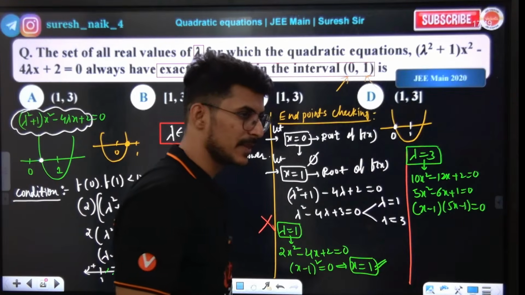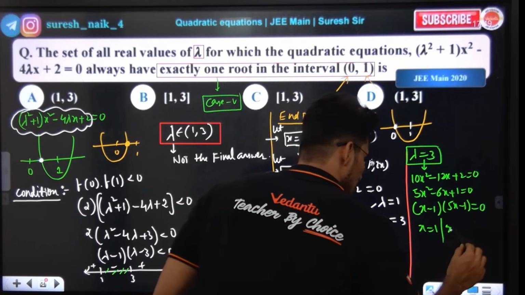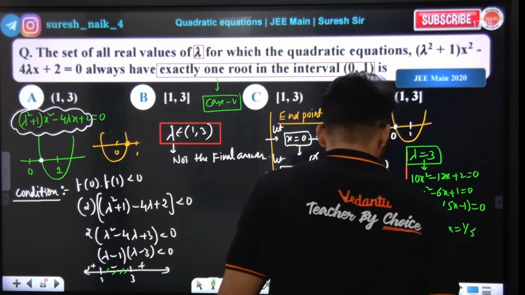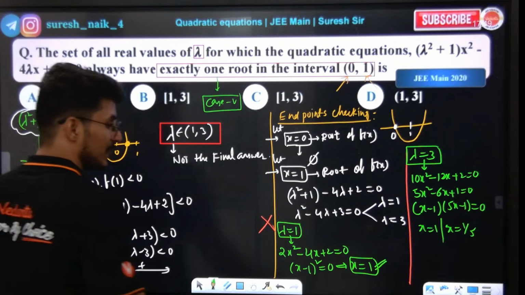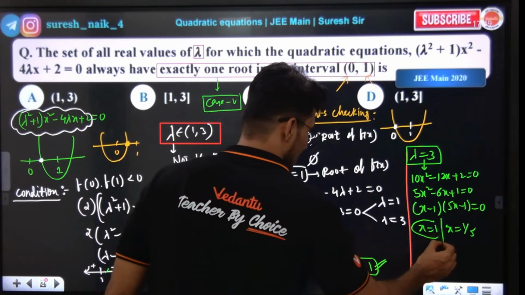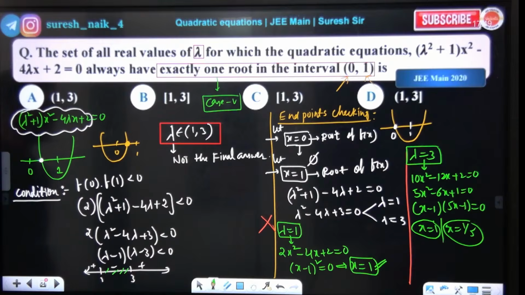Can you all see the board? Yes or no? Yes sir. If x is equal to 1 and x is equal to 1 by 5. Now tell me, x value 1 is definitely not in my interval. But is x equal to 1 by 5 in the interval or not? 1 by 5 means 0.2. 0.2 is there. Yes or no? 0.2 is there basically.